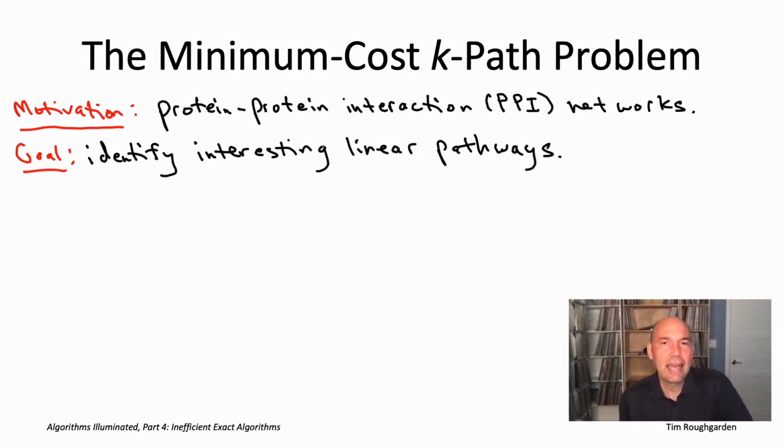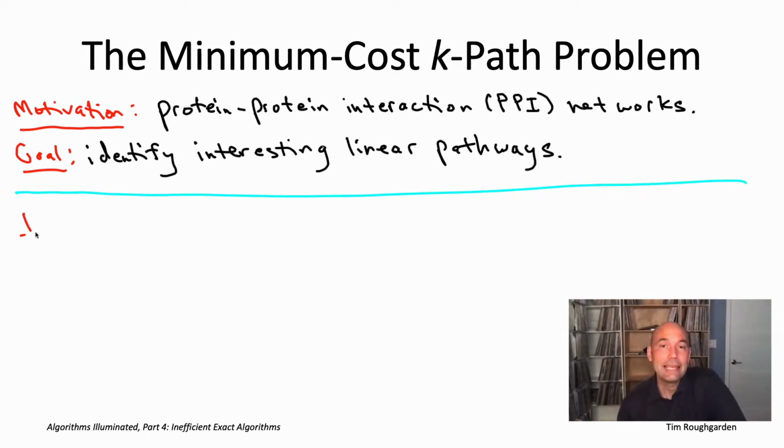The problem of finding a linear pathway in a PPI network can be cast as the minimum cost k-path problem. Here, by a k-path, I mean a path in a graph which is simple, so there are no cycles in it, and it has k-1 edges, and therefore visits k different vertices.